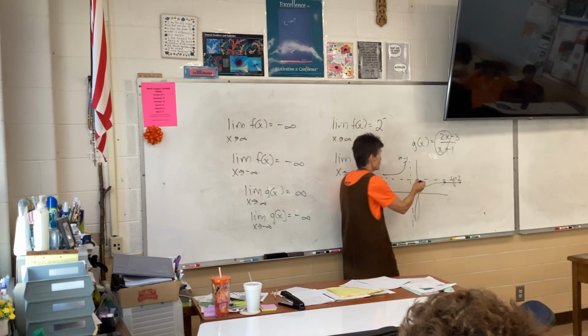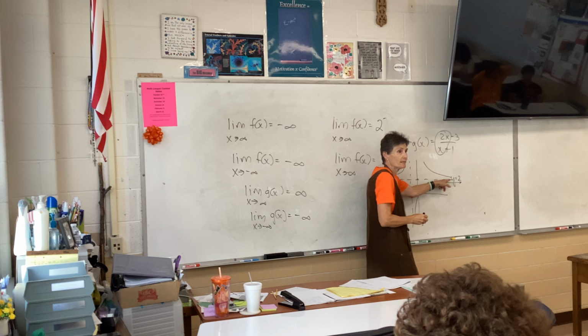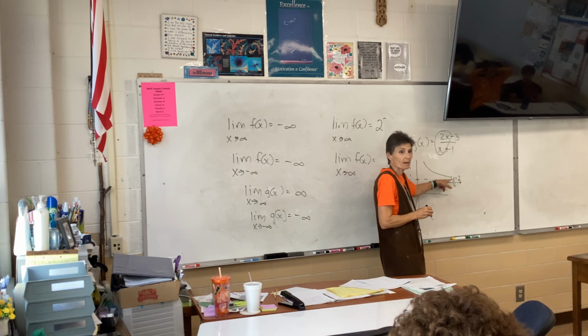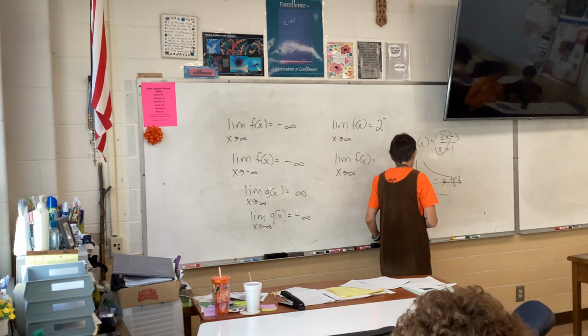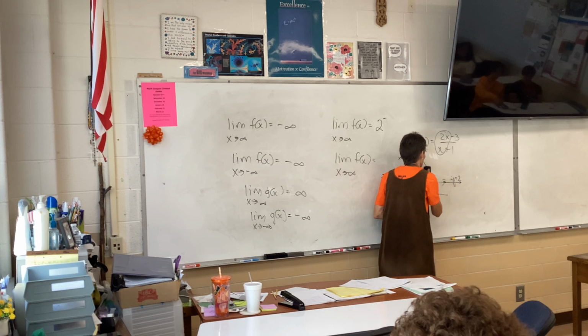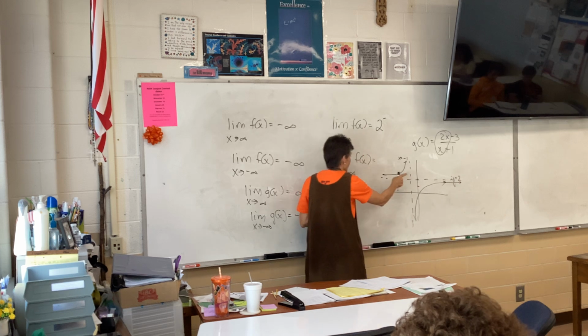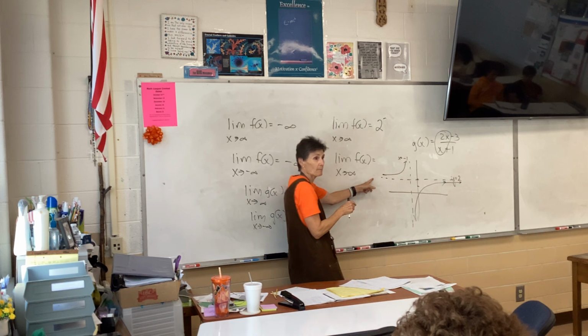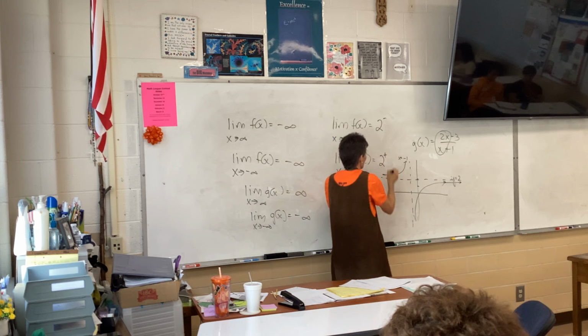As opposed to this kind of picture, which would still be getting closer to 2, but this would be coming in from the top side. And then, what happens over here? Well, that's exactly what happens over here, right? We get closer to 2 from the top side.